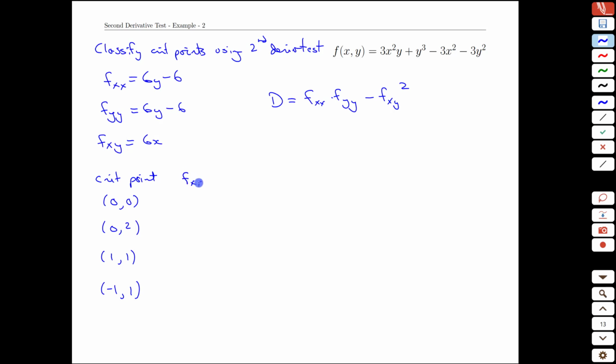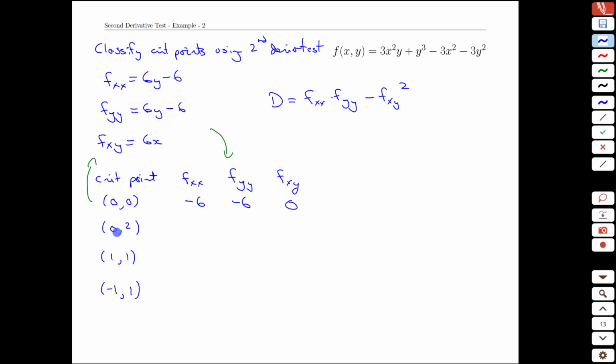We can then calculate each of the second derivatives for each of those points. So what we're going to do is take these values, put them in the formulas, and fill in these three columns. At the point (0, 0), the x second derivative will be 0 minus 6, which is negative 6. At (0, 0), the y second derivative will be the same. And last but not least, the mixed partial will be 0.